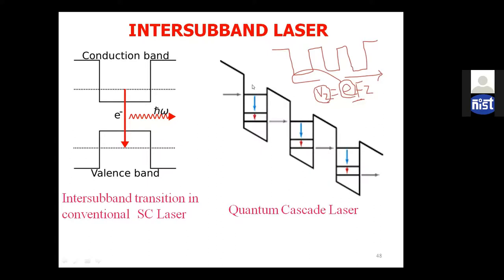So when you incident a single photon here, it excites this, then again it will give you a laser, then again that will excite it to the next well, then it will give another lasing, and then another lasing. That means a single electron can emit multiple photons, which improves the efficiency a lot. That is the beauty of QCL. Whereas in a conventional semiconductor laser, if you impart energy by a single photon, you can get a single photon. So the efficiency is very low in a normal quantum well laser.